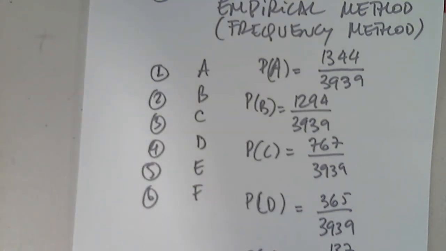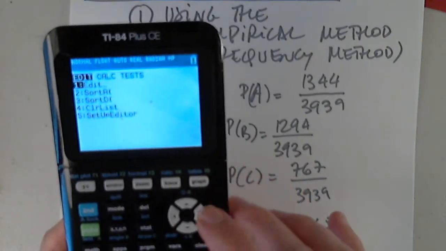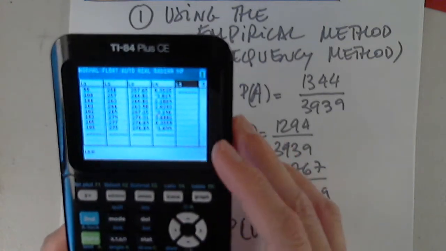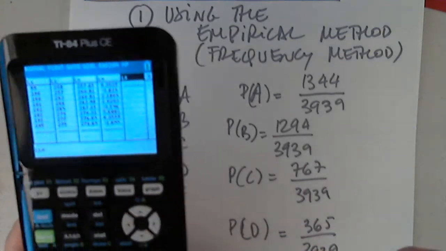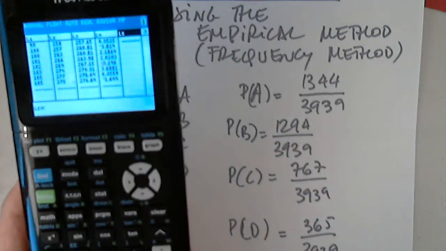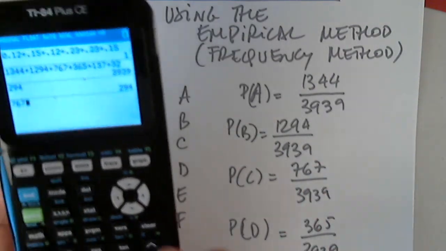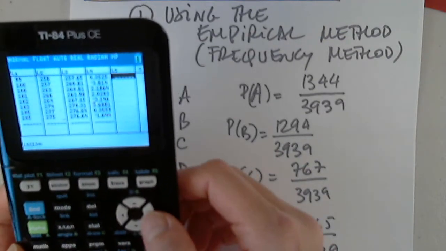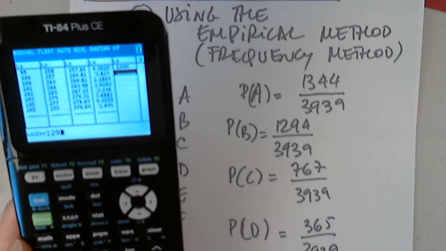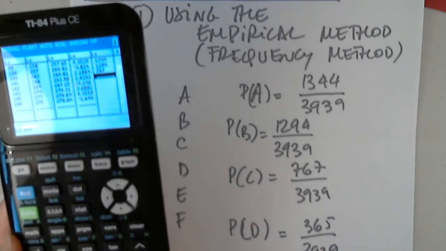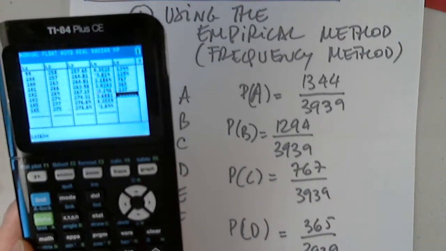Yes, I can do this very easily with a calculator. And here's how we do it. Go to Stats, go to Edit. If you want to edit list L5, if we don't need this anymore, you can go back and delete the list L1. So I'm going to enter 1344, 1294, 767, 365, 137, and 32.